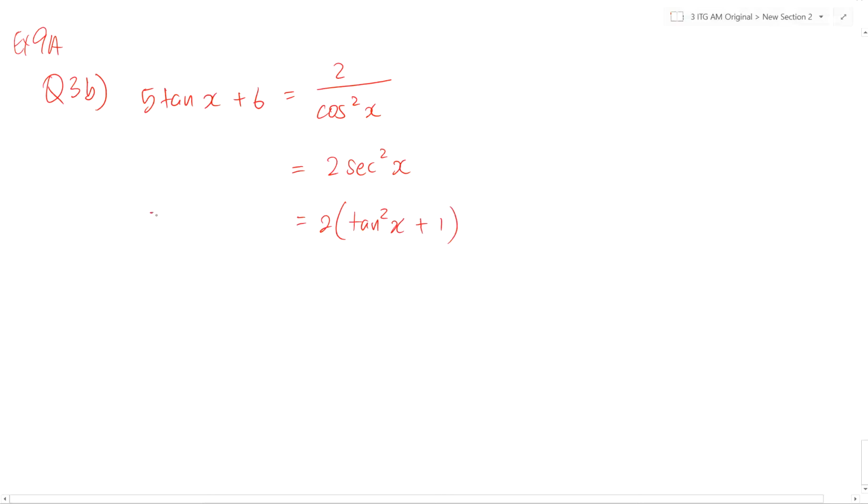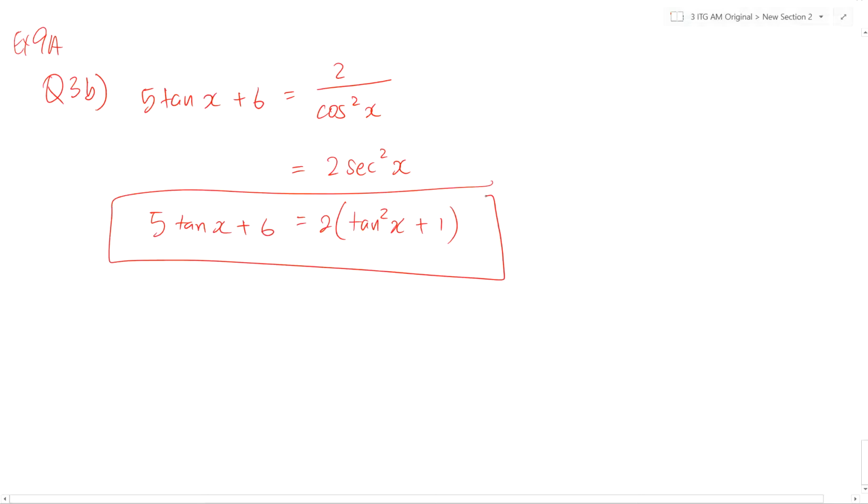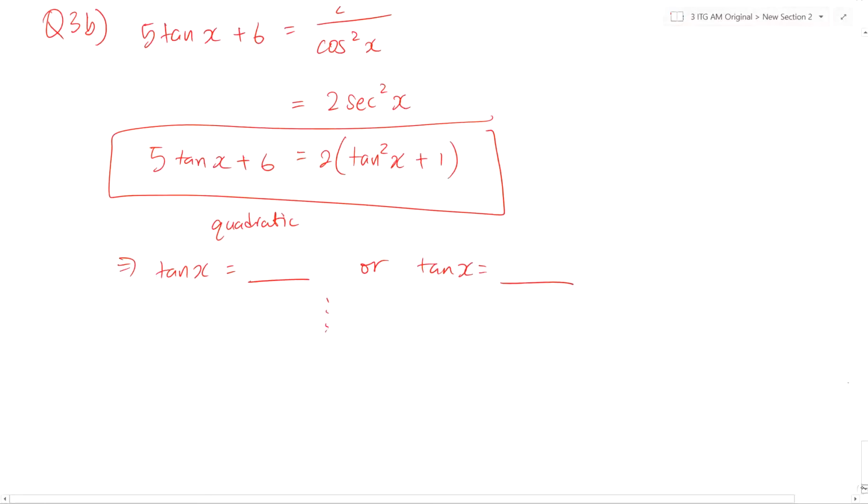So on the left hand side, I've got 5 tangent x plus 6. What kind of equation is this? Yeah, this is quadratic. Which means that I will have tangent x equals something or tangent x equals something else. 2 possible values. And then you solve accordingly. That's all the help you're getting for 3B. Okay, next.